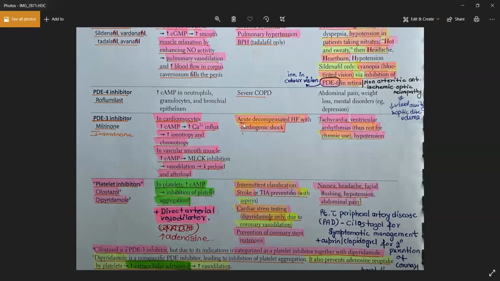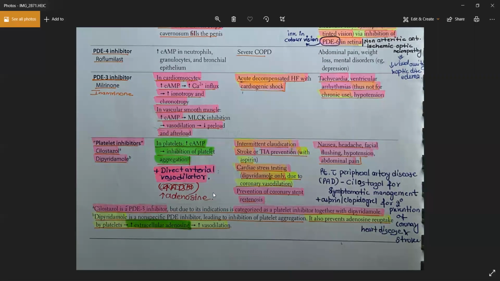Why? Because in heart failure, you need the cardiac output and the heart rate, which these agents provide, right? You can also use them in cardiogenic shock. And what are the side effects? Because they increase the heart rate and the contractility, they can cause tachycardia and arrhythmia. That's why you won't use these agents in chronic therapies. They can also cause hypotension because of the vasodilation. Okay.